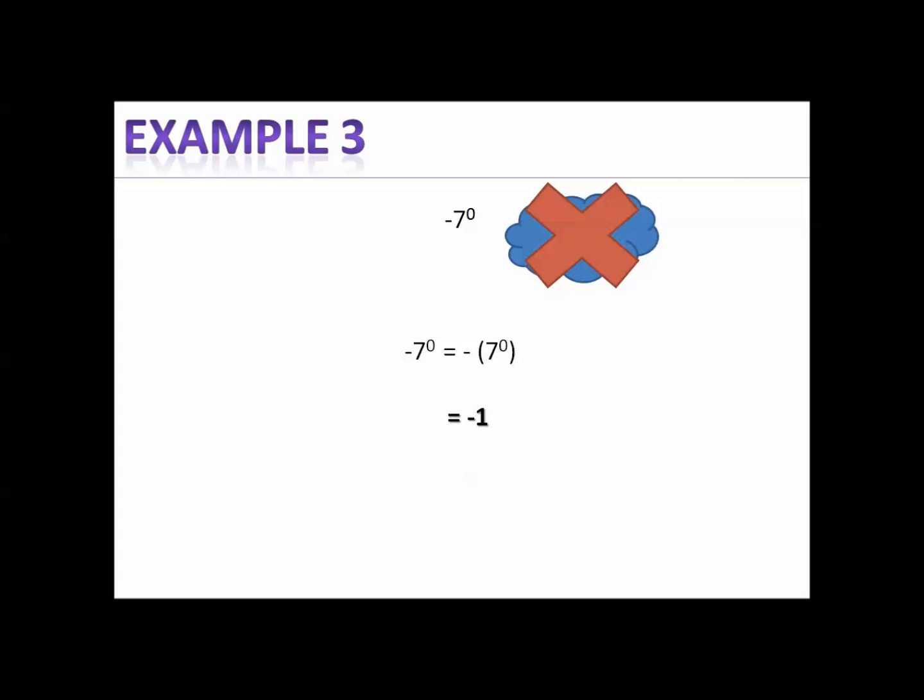So for any number that looks like this, if we have negative 9 to the 0 without brackets, we will still end up with negative 1. So always be careful and examine a negative. Are there brackets or are there no brackets? Is the negative inside or outside of the brackets? If it's outside, you get negative 1. If it's inside, you get 1.